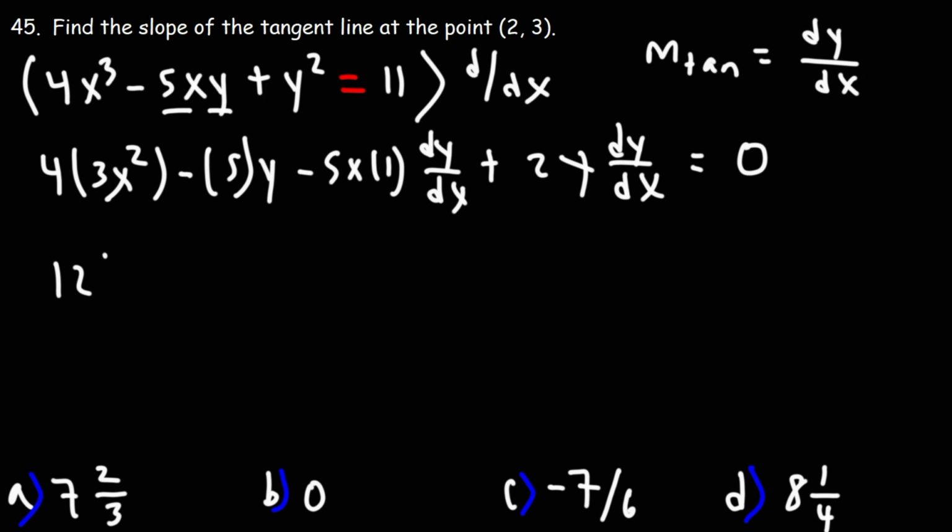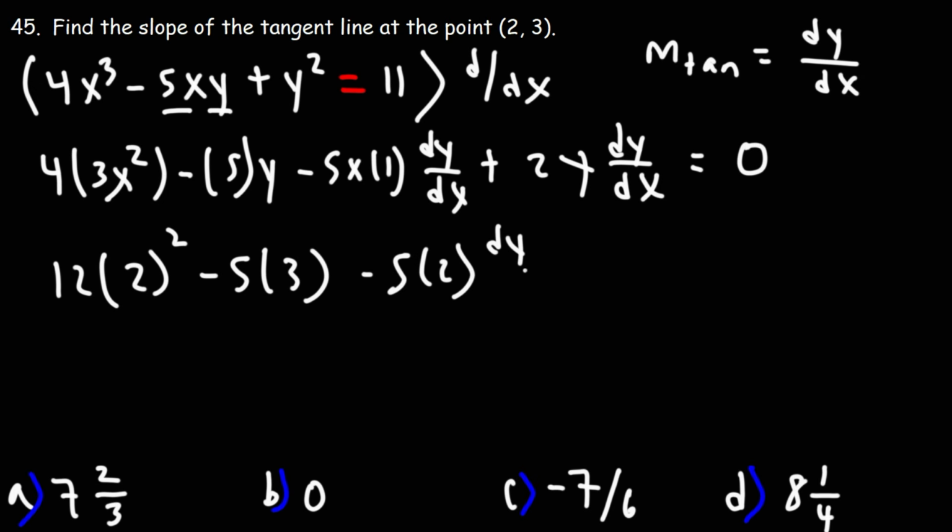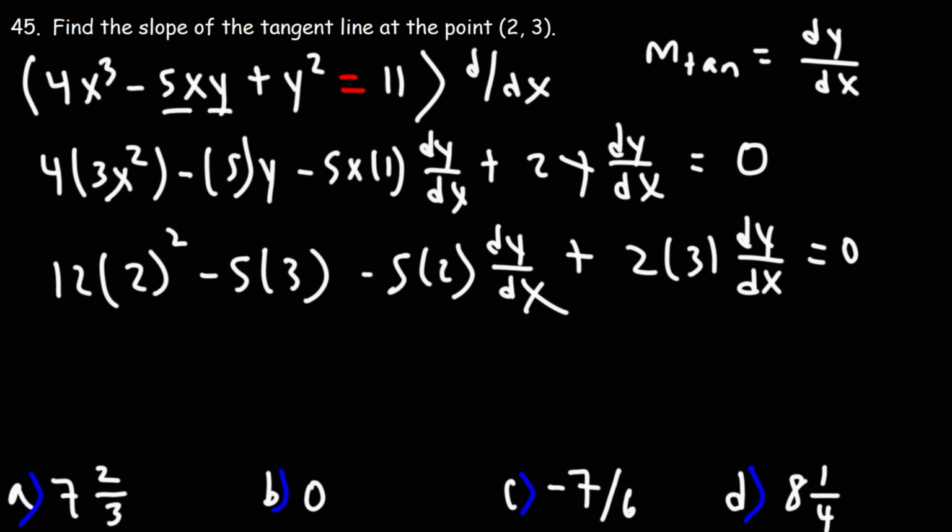4 times 3 is 12. And then x squared, x is 2, so we'll have 2 squared, and then minus 5y, y is 3, and then minus 5x, x is 2, times dy/dx, and then y is 3, so 2y, or 2 times 3 times dy/dx, is equal to 0. 2 squared is 4, 4 times 12 is 48. 5 times 3 is 15, 5 times 2 is 10. dy/dx, we can write that as y prime. 2 times 3 is 6, and then there's another y prime next to that.